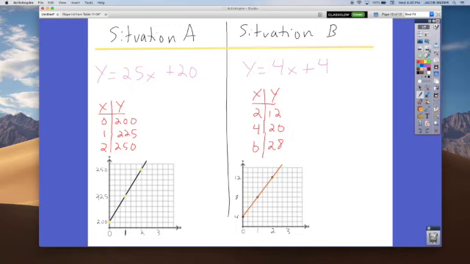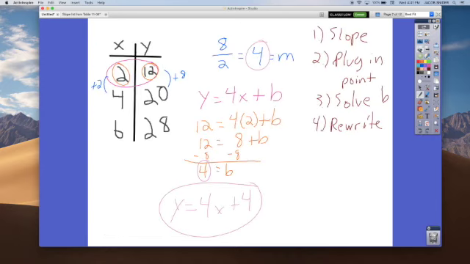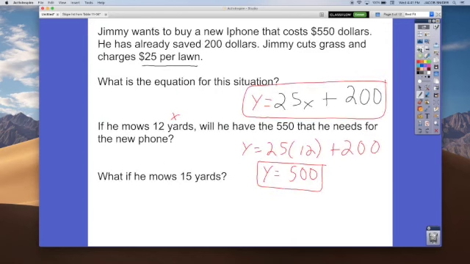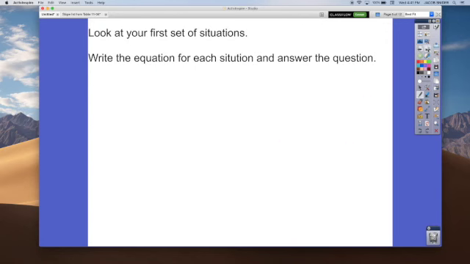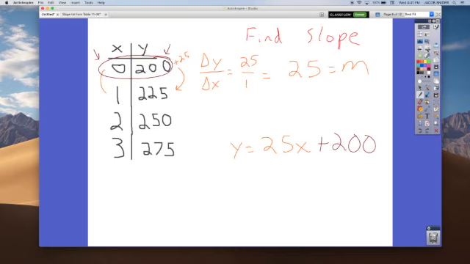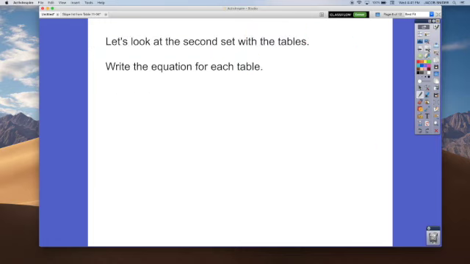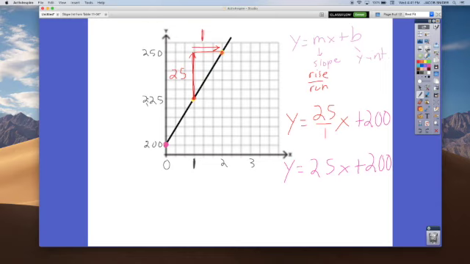Situation A, situation B. This was the first problem that I did of the equations. Right here, this was my first equation. This was my second equation. First table, second table. First graph, second graph. What do you guys notice? Did you pay attention to what my equations were? Look. There's my first equation. There's my equation here, 25x plus 200. Here's my first graph, 25x plus 200.